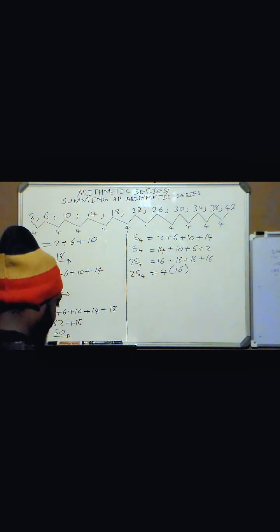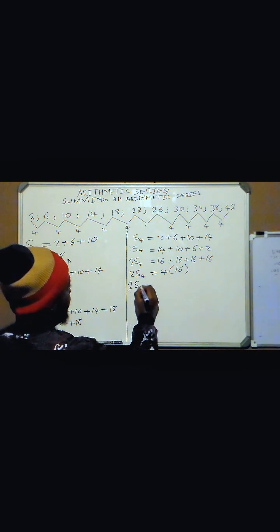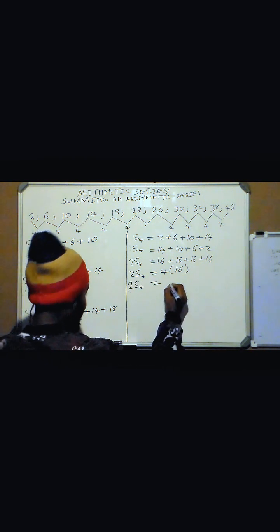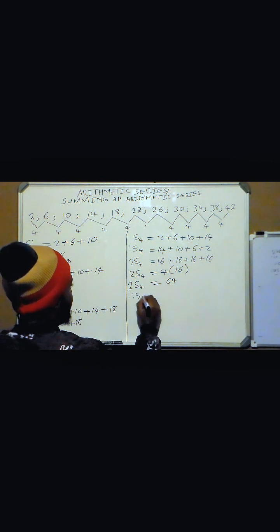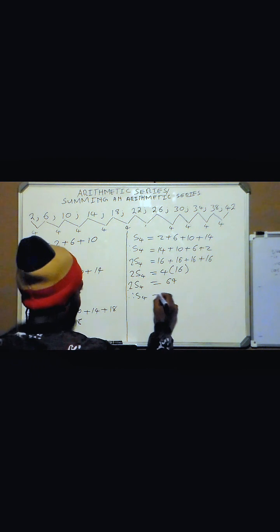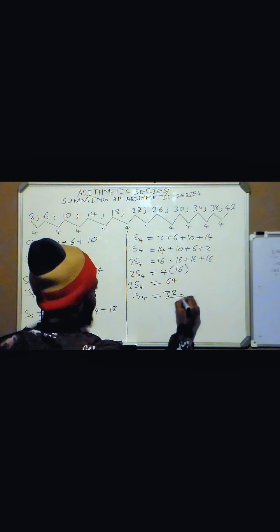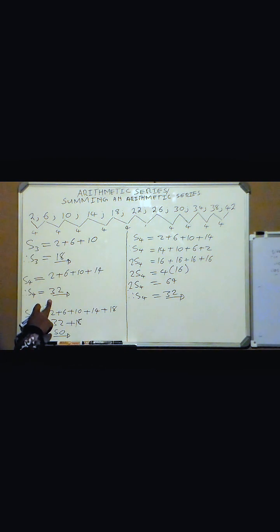Again, calculator, 4 times 16, I get 64. So this will be 2S4 equals 64. We divide by 2, therefore the sum of the first 4 terms would be equal to 32. Again, I get the same value as before.